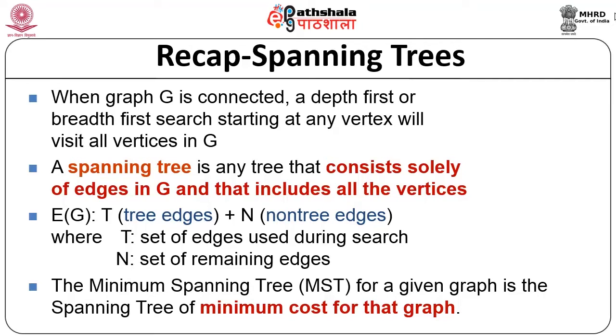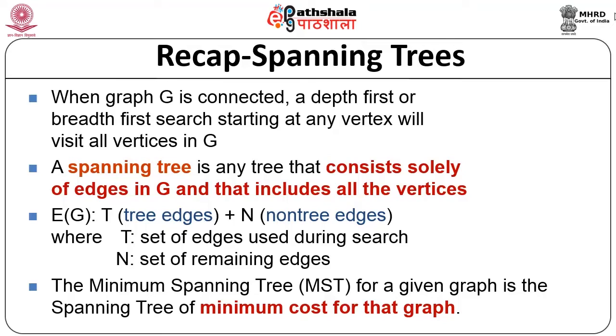Now, a spanning tree, on the other hand, is a tree, not a graph. We take a graph and produce a spanning tree as output. It is any tree that consists only of the edges in G, and it has to include all the vertices that are there in the graph, but there is no cycle. That is the issue, we will come to that.